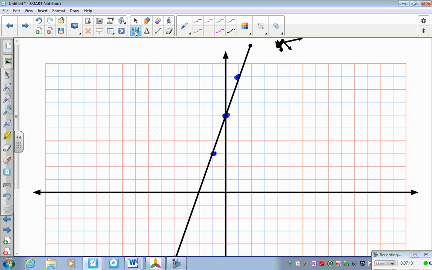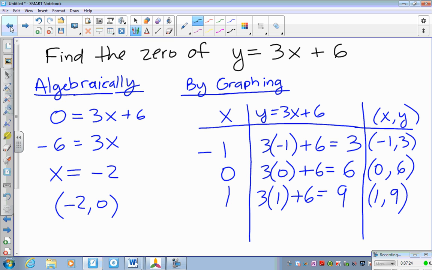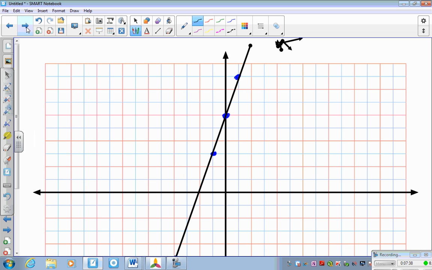We're not done. If you remember, the question didn't just ask us to graph it. It said find the 0. Well, remember the 4 words that a 0 is the same thing as: 0, solution, x-intercept, and root. So one of those words that I said was the x-intercept.